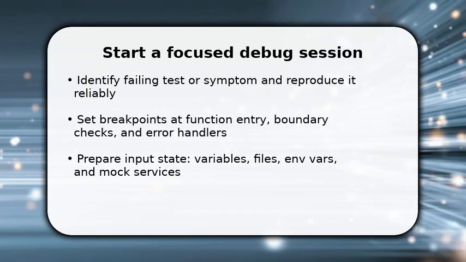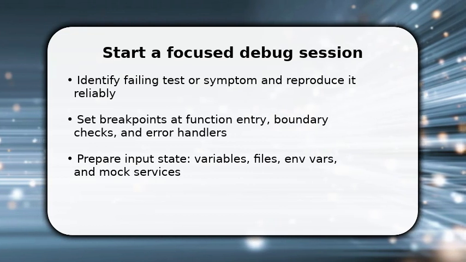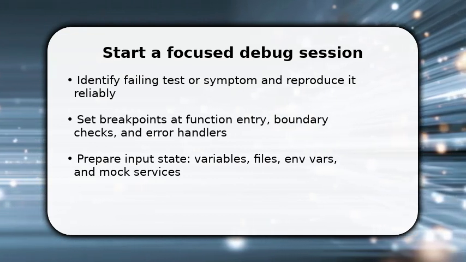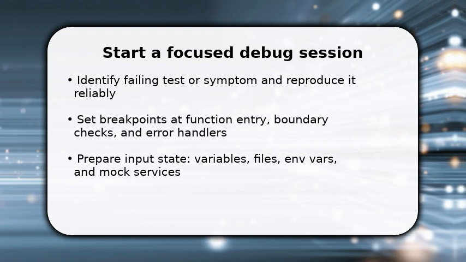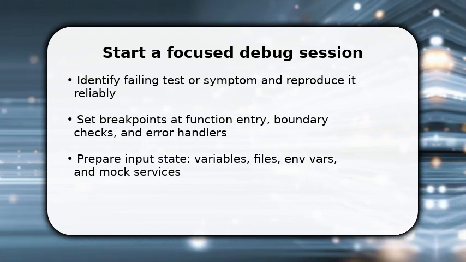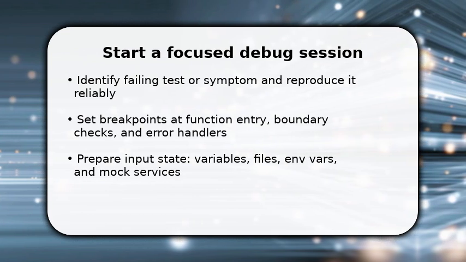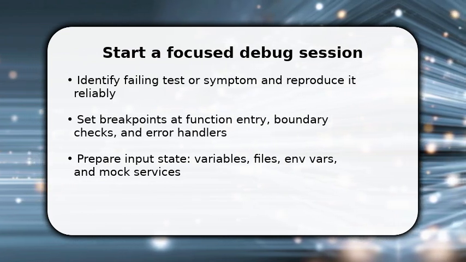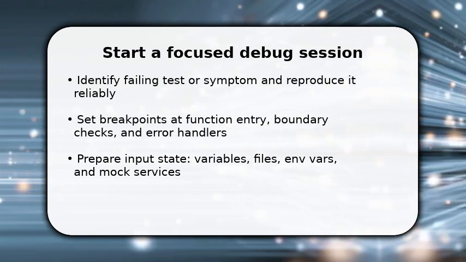You begin by reproducing the failure consistently. That predictable run is your most valuable asset. Once reproduced, set breakpoints at the function entry, at boundary checks, and where errors are raised so you can observe state changes. Make sure to prepare the input state.